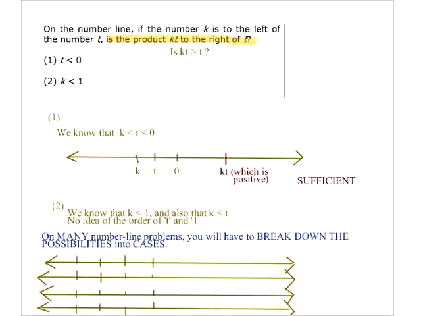Okay. One possibility is that k is positive and that t is more than 1. So that would look like this. One possibility is that k is positive and t is less than 1. I'm going to make t capital just because otherwise it tends to blend in with stuff.